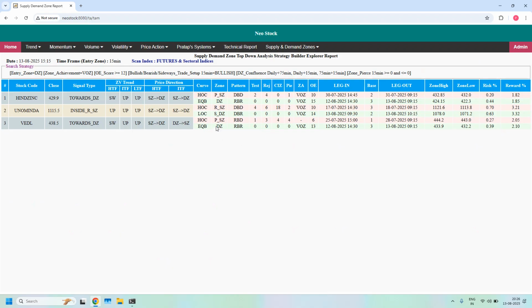In these 3 stocks, these 15 minutes demand zones overlapped with 75 minutes demand zone. Both together again overlapped with daily demand zone. And daily trend is up in only one stock. Let's verify whether this daily demand zone has daily EMA or not.